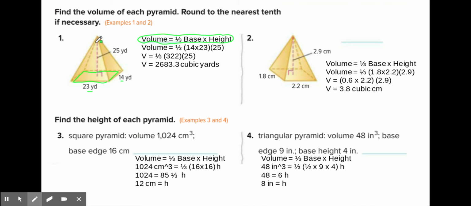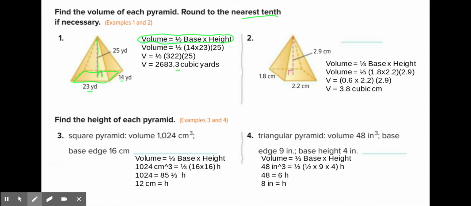Then you have your height here. Notice how they give it a different thing there. That's 25. You get 1/3 times the 322 times 25, and you get 2683.3333. Let me just say 0.3 because it said, hey, round to the nearest tenth. This is the nearest tenth.